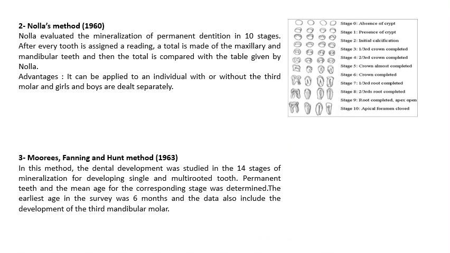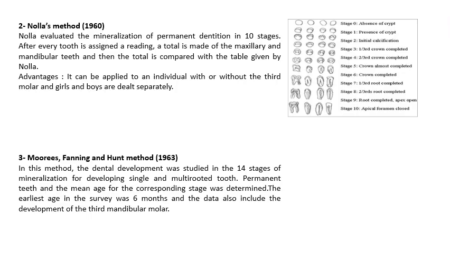The next is Nolla's method. Nolla evaluates the mineralization of permanent dentition in 10 stages. After every tooth is assigned a reading, a total is made of the maxillary and mandibular teeth, and the total is compared with the table given by Nolla. The advantages are it can be applied to an individual with or without the third molar, and boys and girls are dealt with separately in this method.